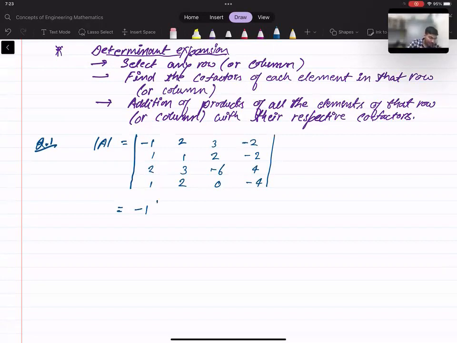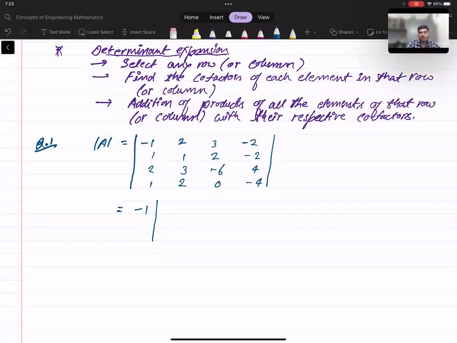Okay, so here the cofactor will be -1 raised to power i plus j into the minor of aij. So here our element is a11, say. Means the element at first row and first column. Okay, so here -1 raised to power i plus j will be -1 raised to power 1 plus 1, which is -1 to power 2. So there will be no change of sign.